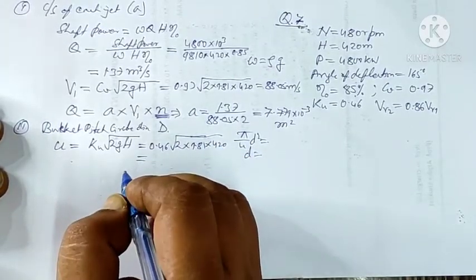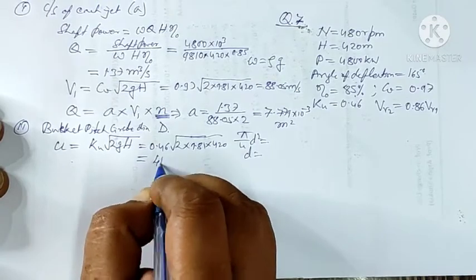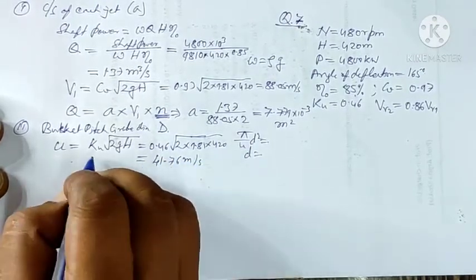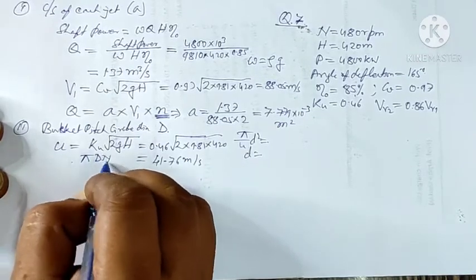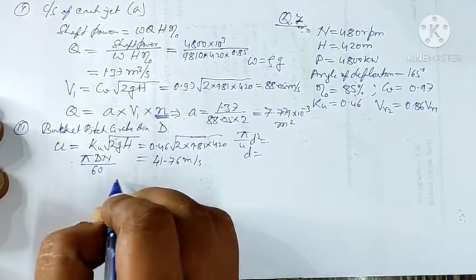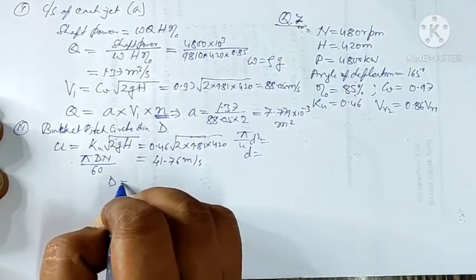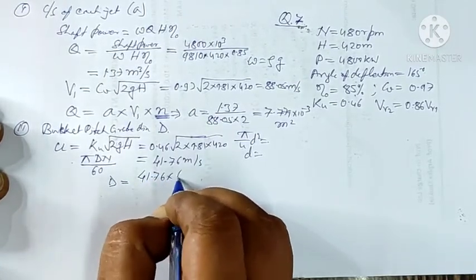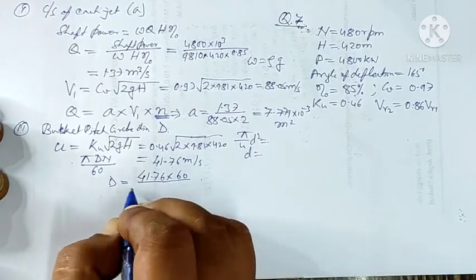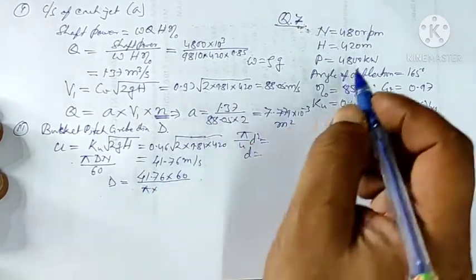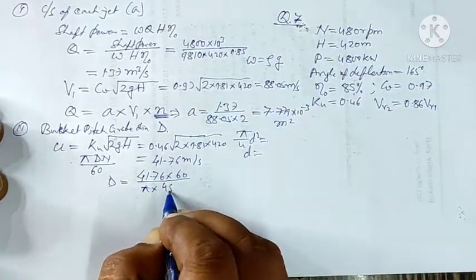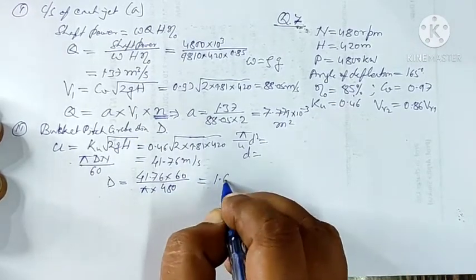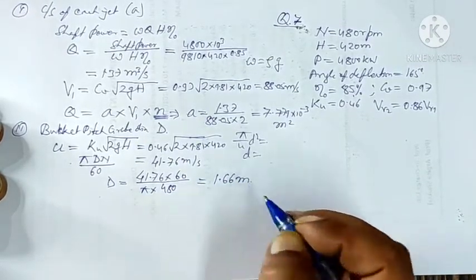So this comes out to be equals to 41.76 meter per second, and that is equals to pi dn by 60. From this we can calculate the diameter as 41.76 multiplied by 60 divided by pi divided by n, 480. So diameter of the jet is coming out to be 1.66 meter.